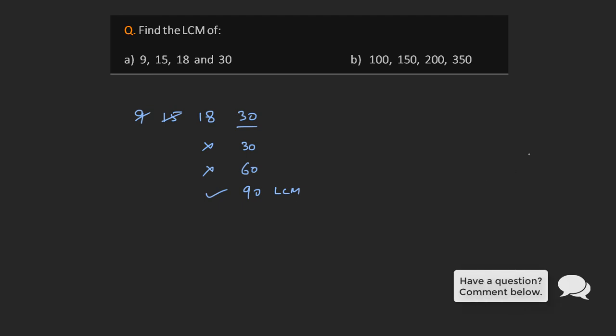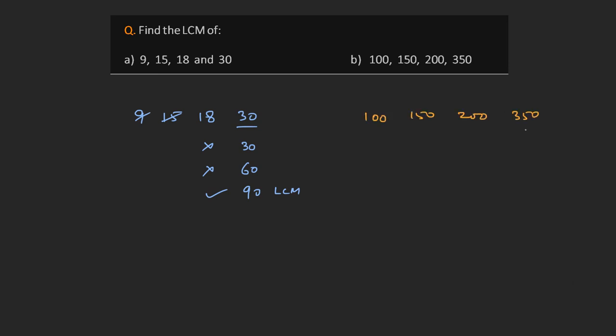Now the next example is just to demonstrate what I mentioned earlier, that you can take out a common factor even when finding the LCM. In our example here, every number is divisible by 50. So we remove that common factor from each of the numbers. 100 divided by 50 is 2, 150 by 50 is 3, and these would be 4 and 7. And now we just need to find the LCM of these smaller numbers, and then we multiply that LCM with 50, the factor that we removed earlier, to get the required LCM.